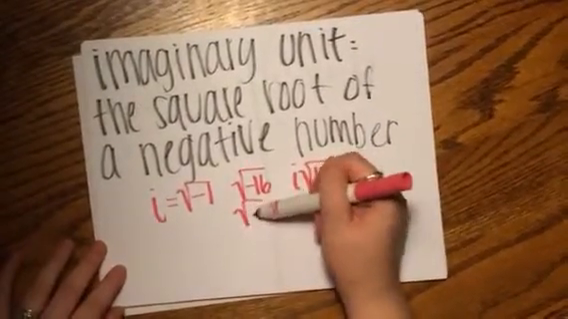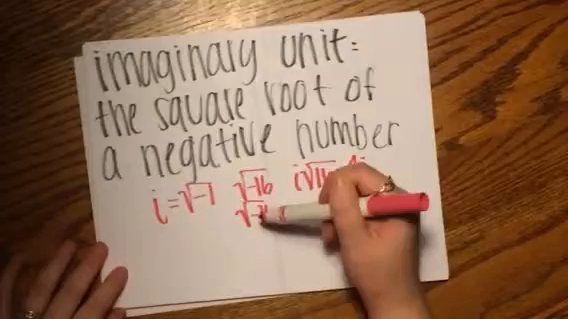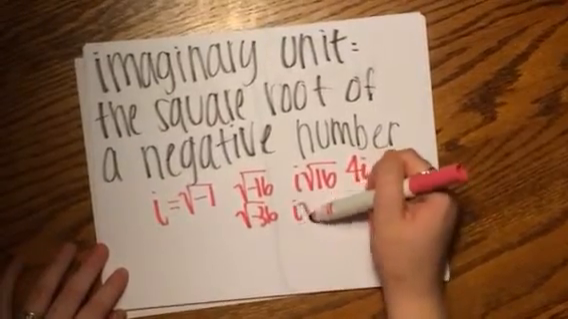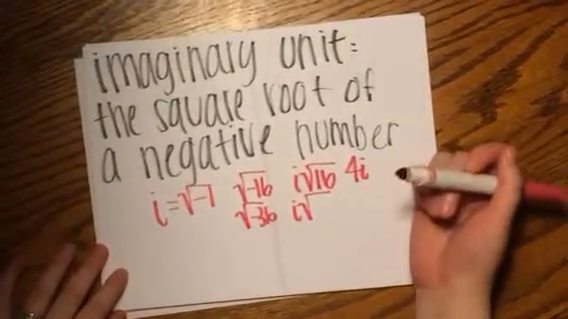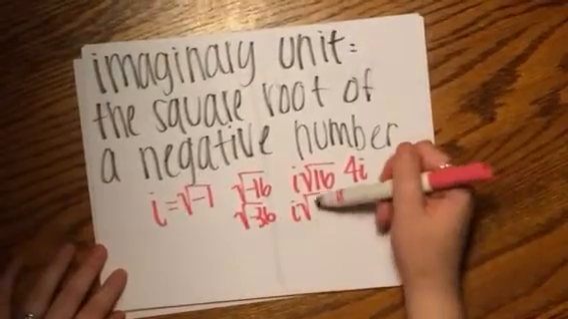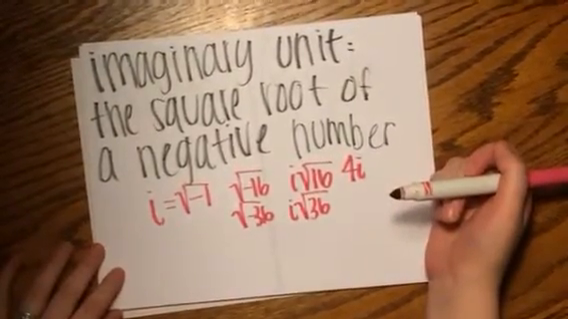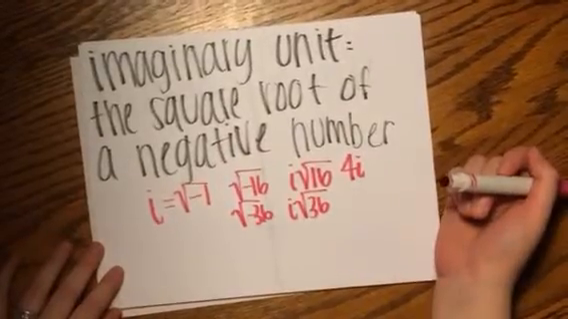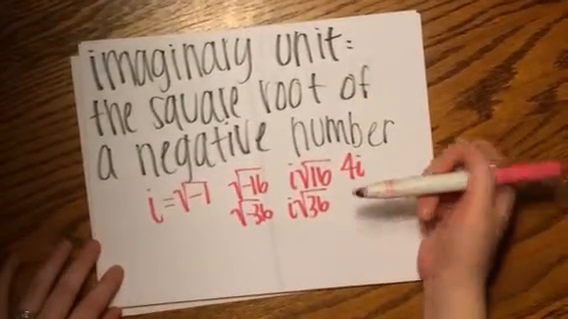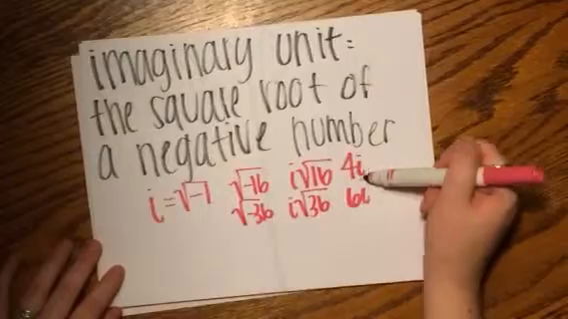Same with radical negative 36. We have to put an I outside that radical because you can't take a square root of a negative number. So I radical 36, and we know that the square root of 36 is 6. So our answer is 6i.